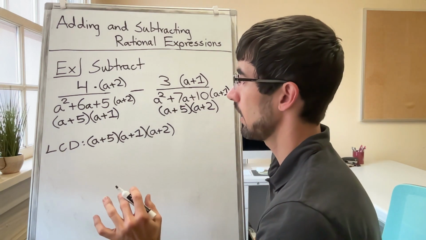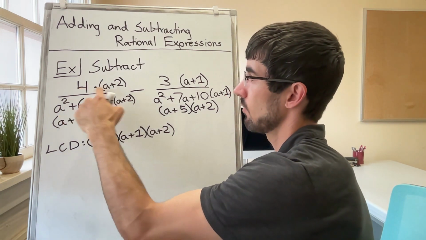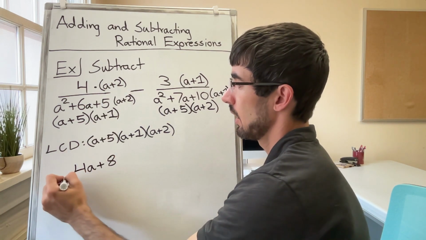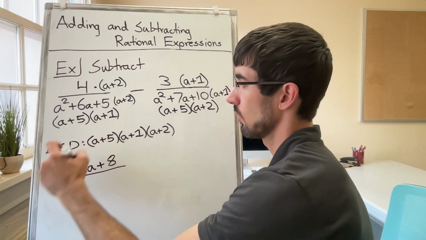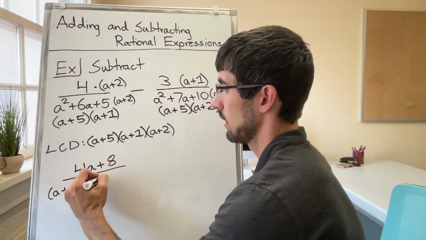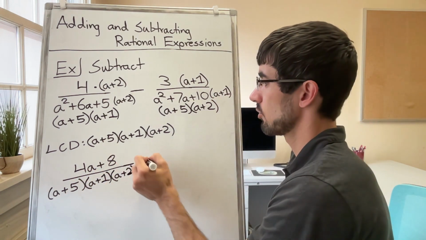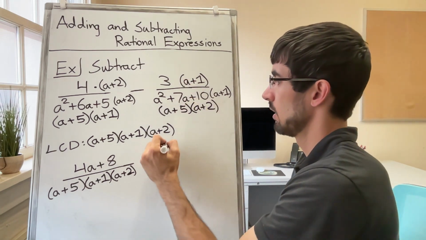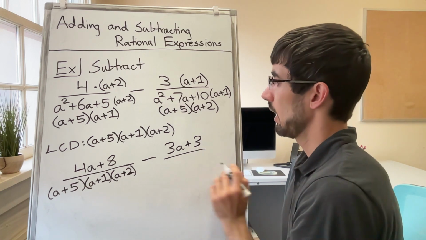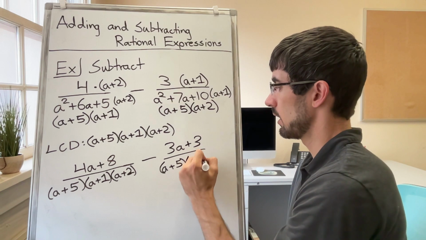I'm going to rewrite these expressions and then combine them. So the first one, I have 4 times a plus 2. That's 4a plus 8. And my denominator in factored form is a plus 5, a plus 1 times a plus 2. Now we're subtracting a second expression. The numerator of that expression is 3a plus 3. And the denominator is the same, a plus 5, a plus 1, a plus 2.